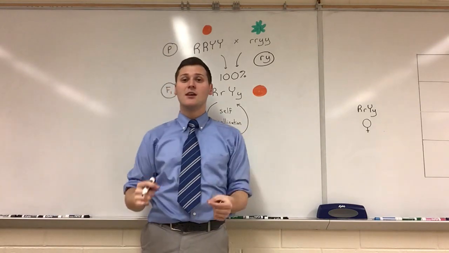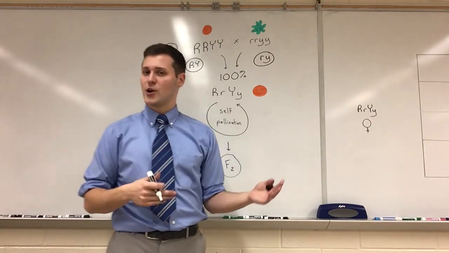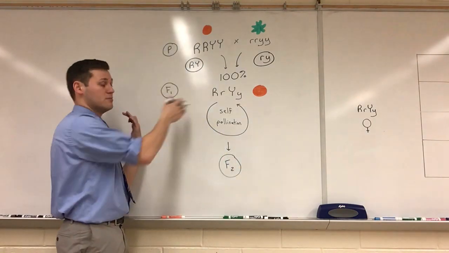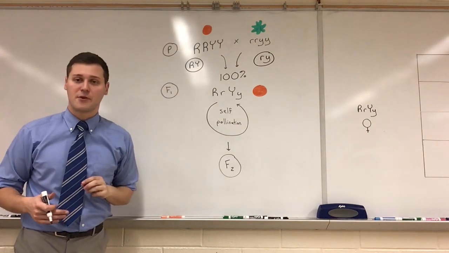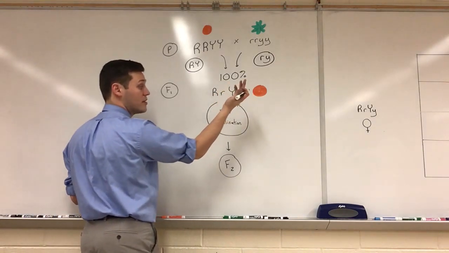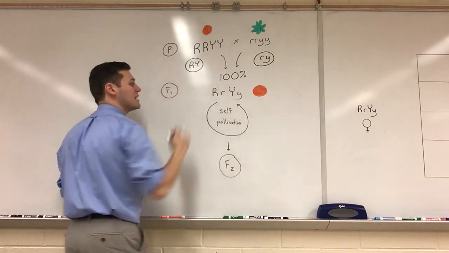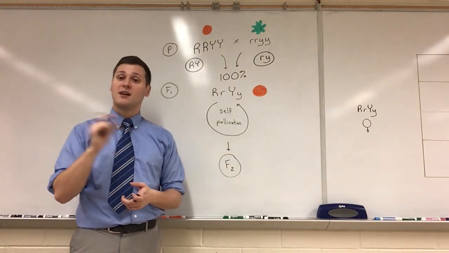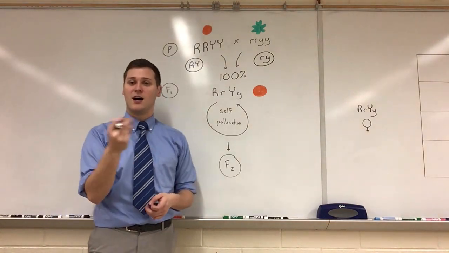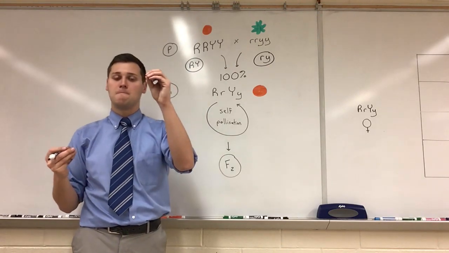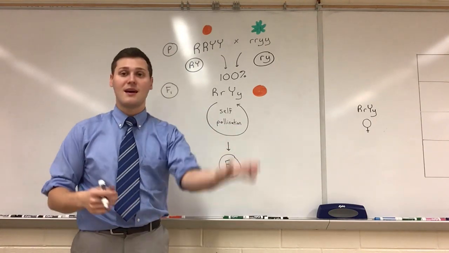F stands for filial. If you take Latin, you would know that filius means son. I believe filia is daughter, but this is the son or daughter generation, the first son or daughter generation. So what Mendel then did was he took his F1 offspring and he self-pollinated them. Pea plants have both a male and female part to their flower. So they just took the pollen, which is the male part, and fertilized the female part, and just let them make offspring.